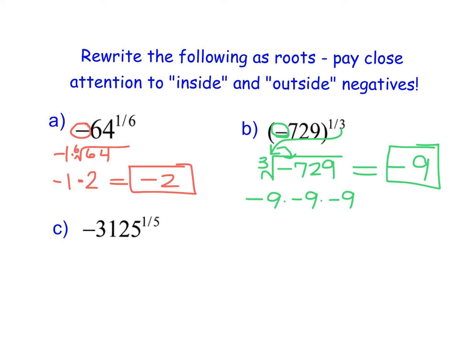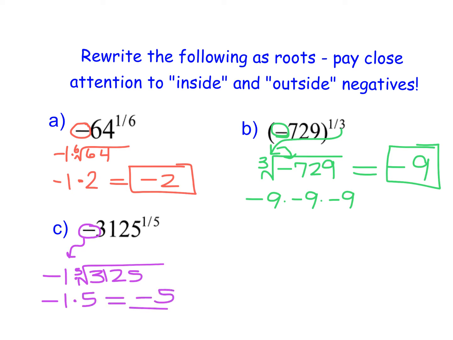Then in this third example, I have a negative on the outside. So that means a negative 1 times the fifth root of 3125. I think about what times itself 5 times gives me 3,125. Well, that's 5. And negative 1 times 5 is a negative 5.